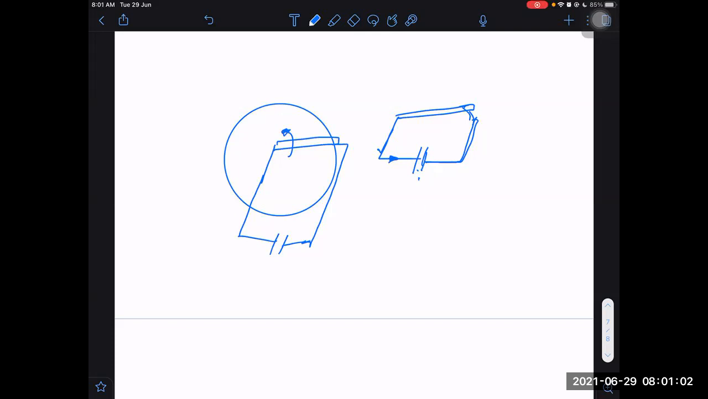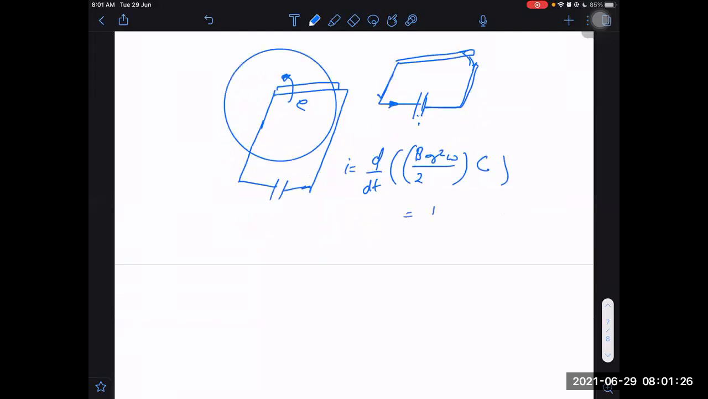In that case, what was the formula? B r square omega by 2. That is our EMF. And in this case, EMF into capacitance will be the charge, and dq by dt will be the current. What will be the current in this case? Current will be equal to B into C by 2 into r square into d omega by dt, that is alpha. So this is the current value.